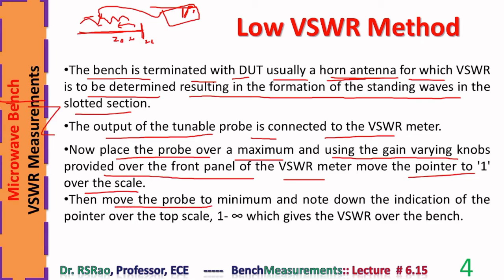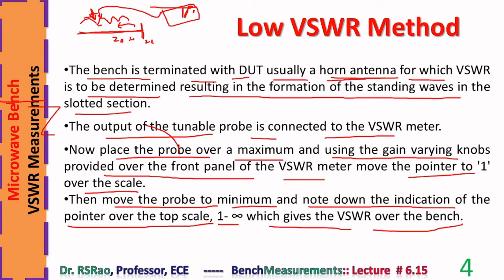Then move the probe to minimum and note down the indication of the pointer over the top scale 1 to infinity, which gives the VSWR over the bench. Next, what you need to do is move it to a minimum. Let us say left side 1, or you can move it to right side 1 also, it doesn't matter. Move the probe and see that the probe is standing exactly over a minimum.